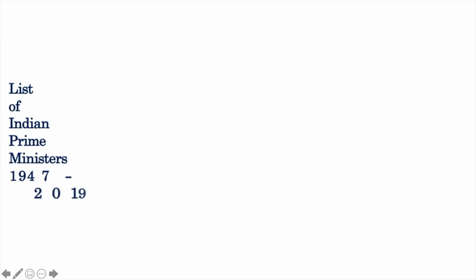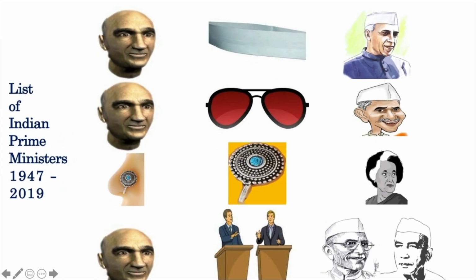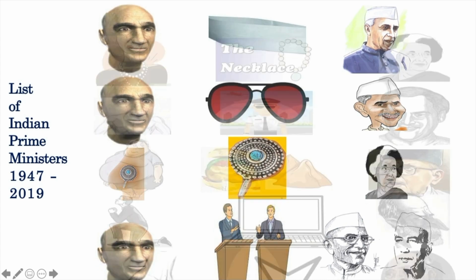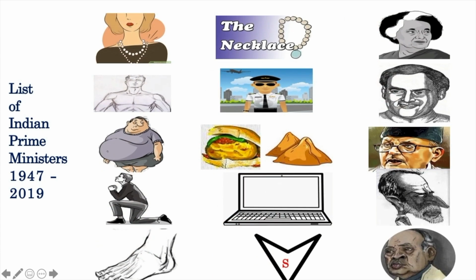Let's have a quick recap. So for the first Prime Minister, that is Pandit Jawaharlal Nehru, the association used is that of Nehru cap. A red goggles for Lal Bahadur Shastri. Nose stud for women Prime Minister Indira Gandhi. MD and CS, that is Managing Director, Company Secretary, for the Prime Ministers Morarji Desai and Charan Singh. And necklace for the women Prime Minister Indira Gandhi.